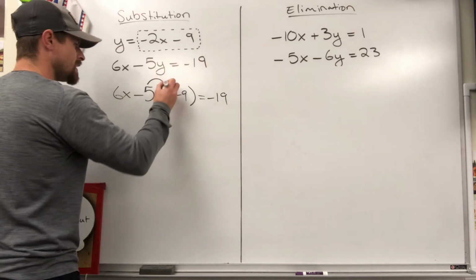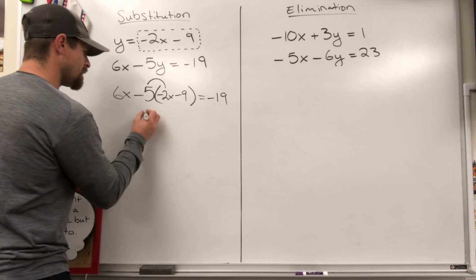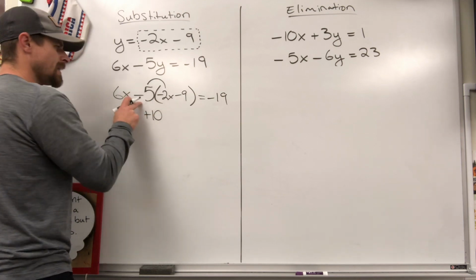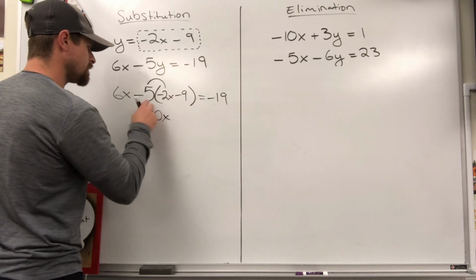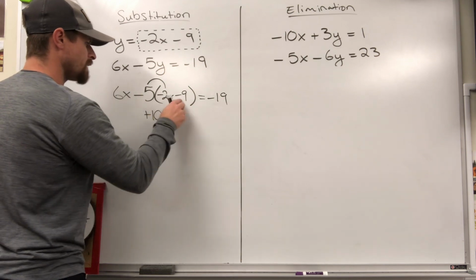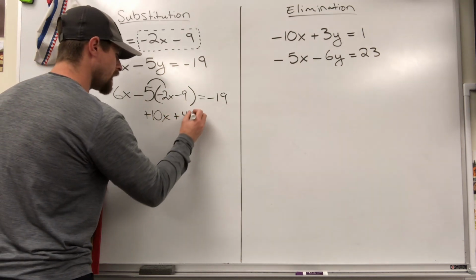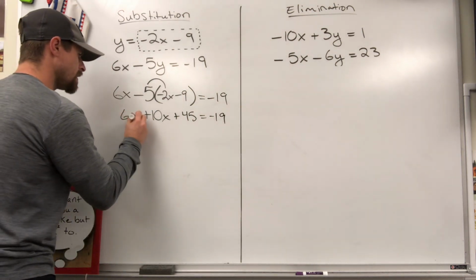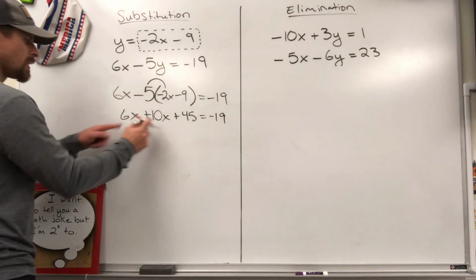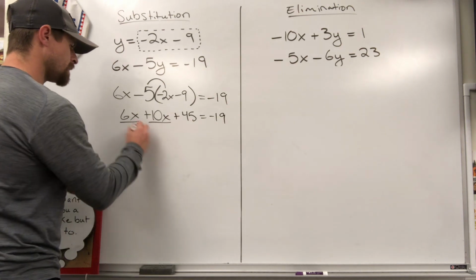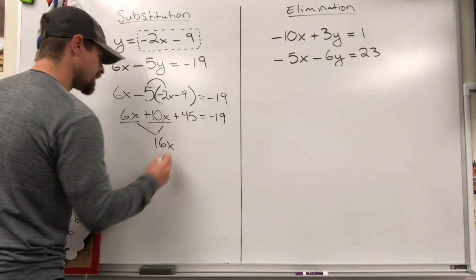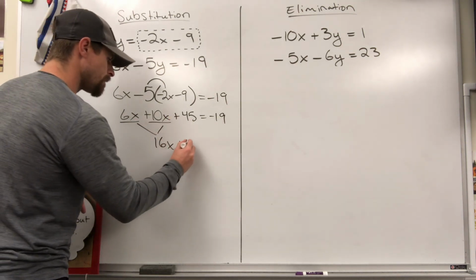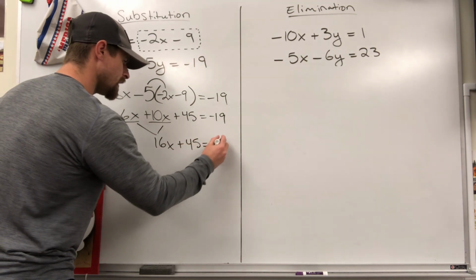Negative 5 times negative 2x. A negative times a negative makes a positive. Negative times a negative also makes a positive. Don't forget your x. Negative 5 times negative 9, positive 45, equals negative 19. Don't forget about your 6x right here. Combine your like terms. 6x and 10x come together and make 16x. 45 comes down. It's equal to negative 19.